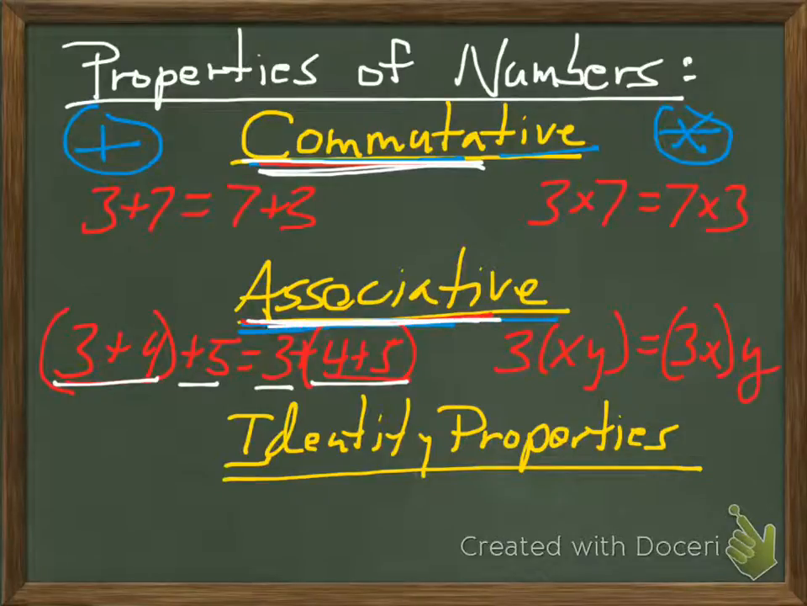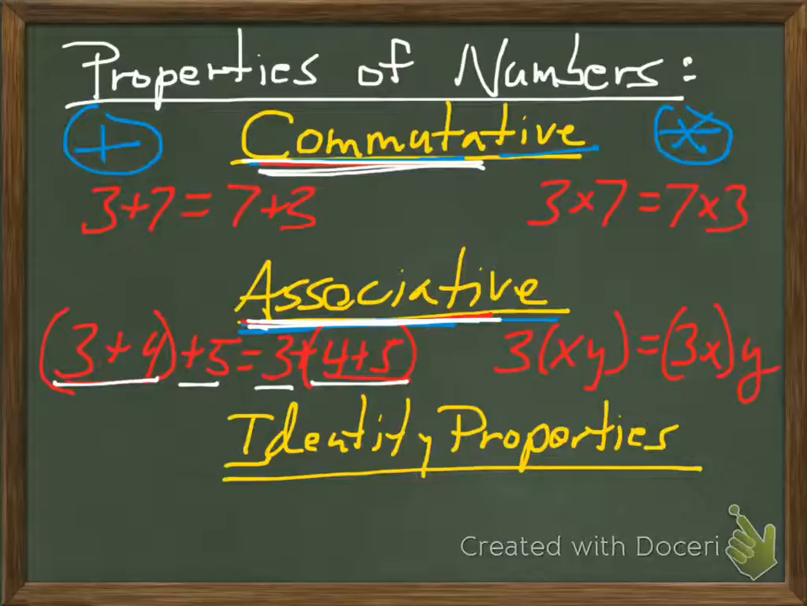Associative, it doesn't matter what numbers are grouped together and are associated together. You'll still get the same sum. Now the identity property is a little different for addition and multiplication, but the idea is the same.